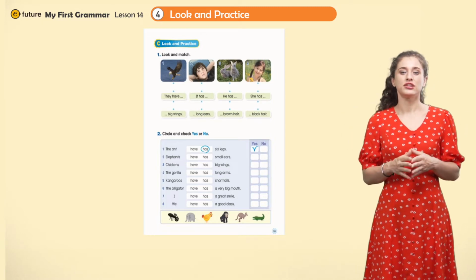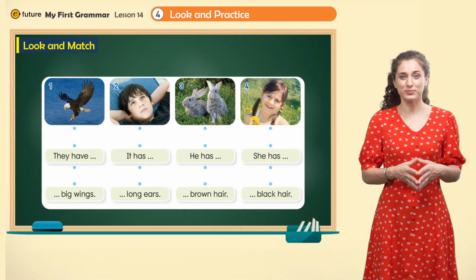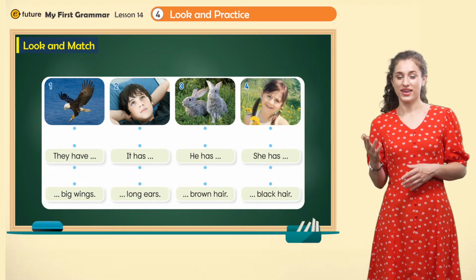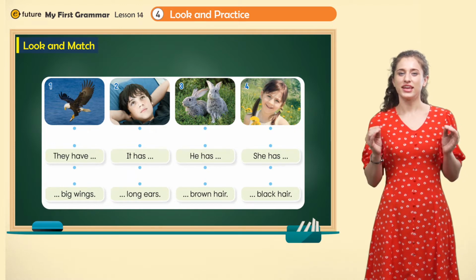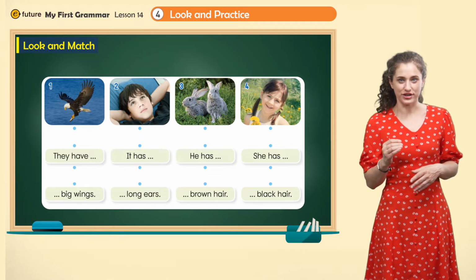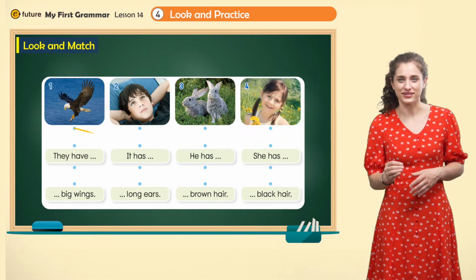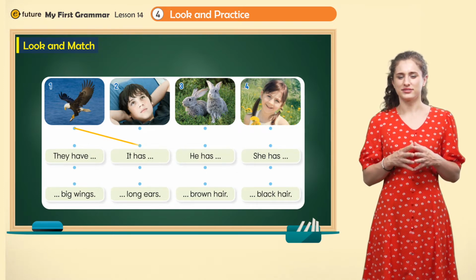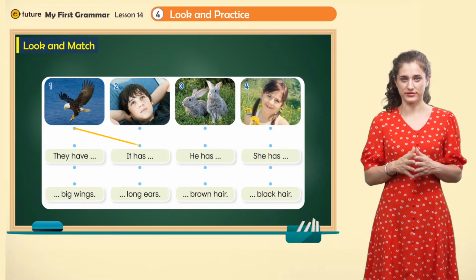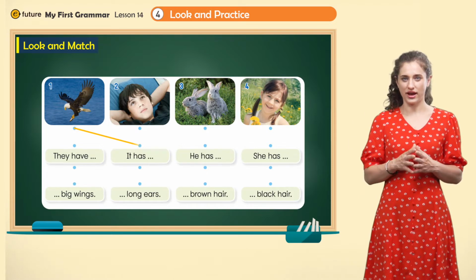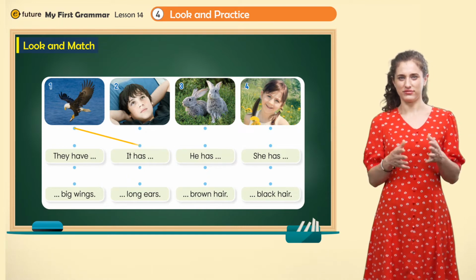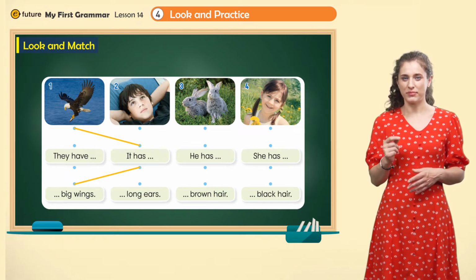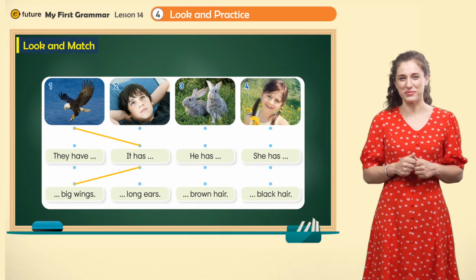Look and match. Number 1. What's this? It's a bird. So, which one? They have. It has, he has, she has, it has. It's a bird. So, it has. Then you can draw a line. Now, look at these. It has big wings, long ears, brown hair, black hair. Which one? Yes, it has big wings. Now, let's draw a line and match. Now, let's try number 2.